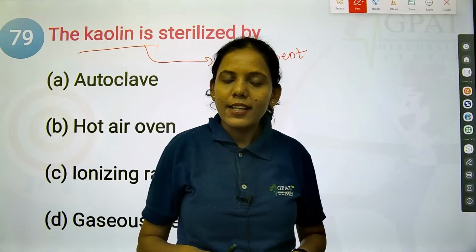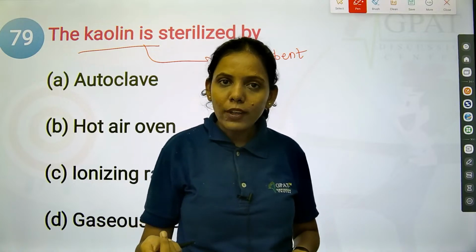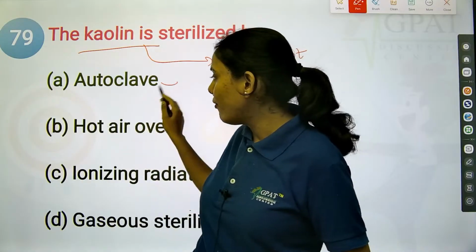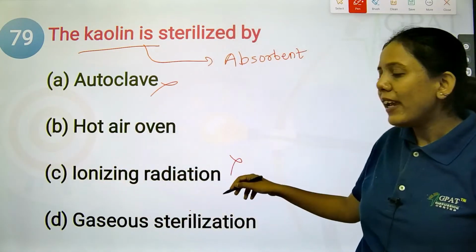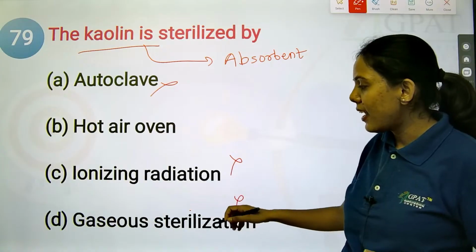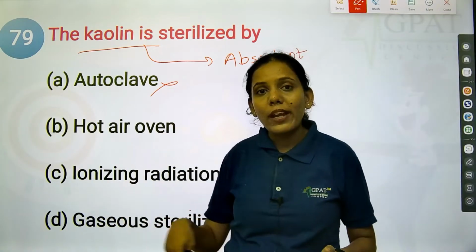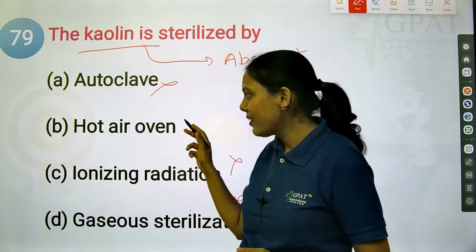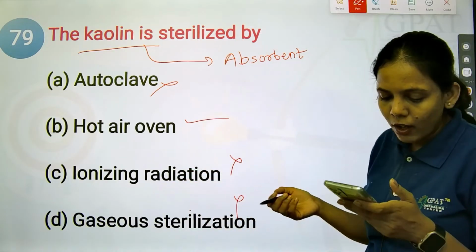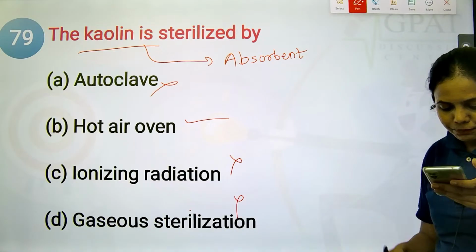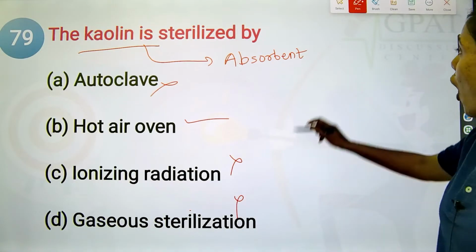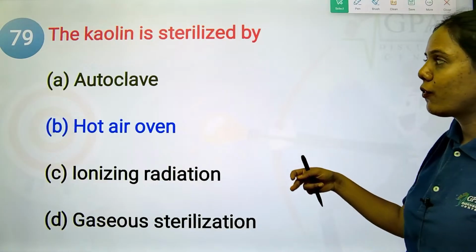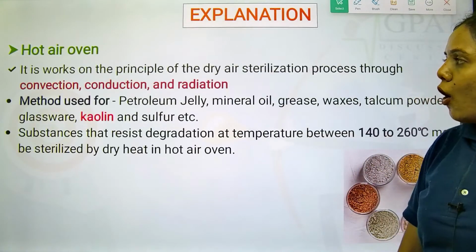If it has the tendency to absorb moisture, you will not go for autoclaving because that is a moist state sterilization. Definitely autoclave will not be there. You will not do any ionizing or gaseous sterilization. That happens when hot dry or autoclave is not possible. So in this case, hot air oven is the right answer. Option B, hot air oven. Kaolin can be sterilized by hot air.